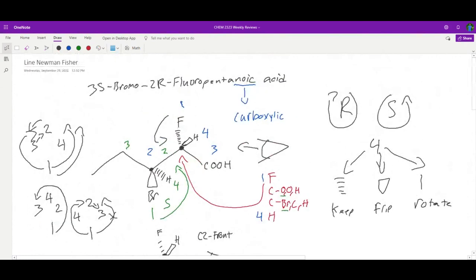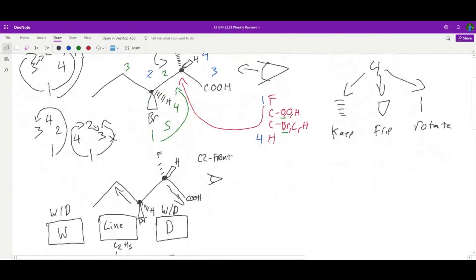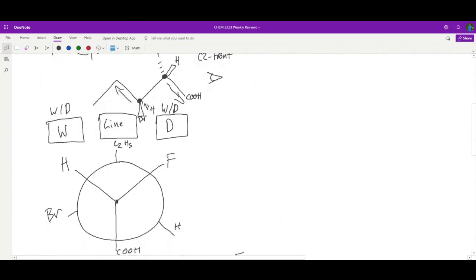this nomenclature. So I'm just gonna scroll through everything, if you guys need to take a screenshot or take note of it. So we talked about R and S, what to do if it's wedge, dash, and line, which direction to go. I talked about the priority and all this. Okay, and I talked about if you can tell which side is wedge and which side is dash. And then here's the Newman projection.